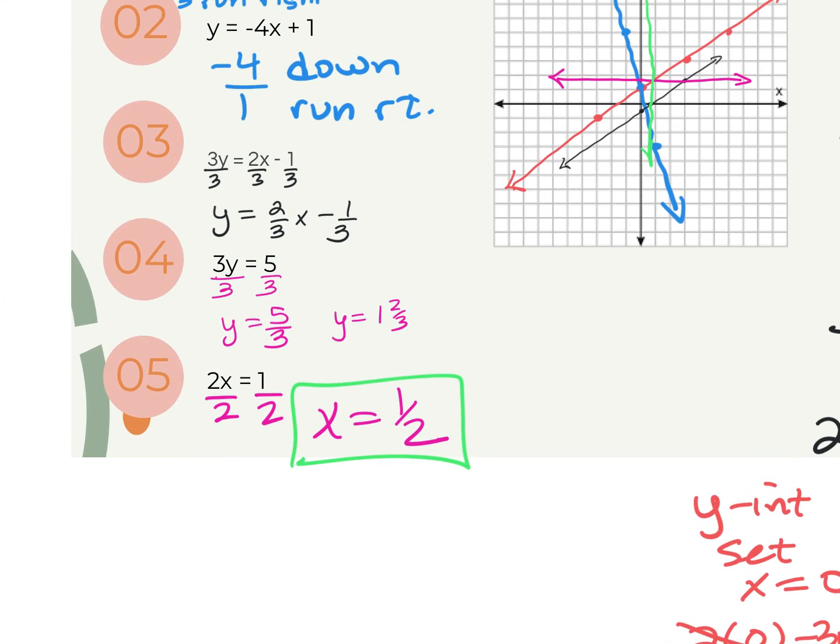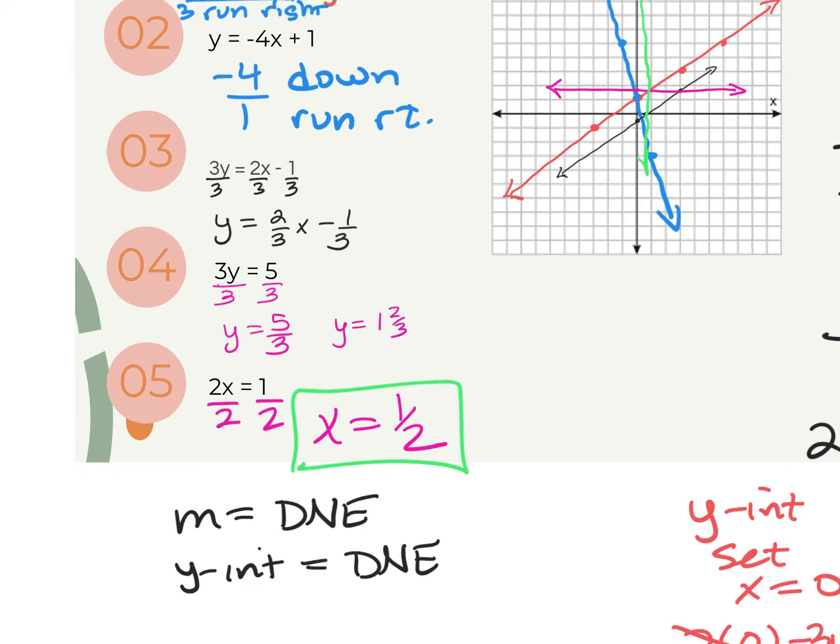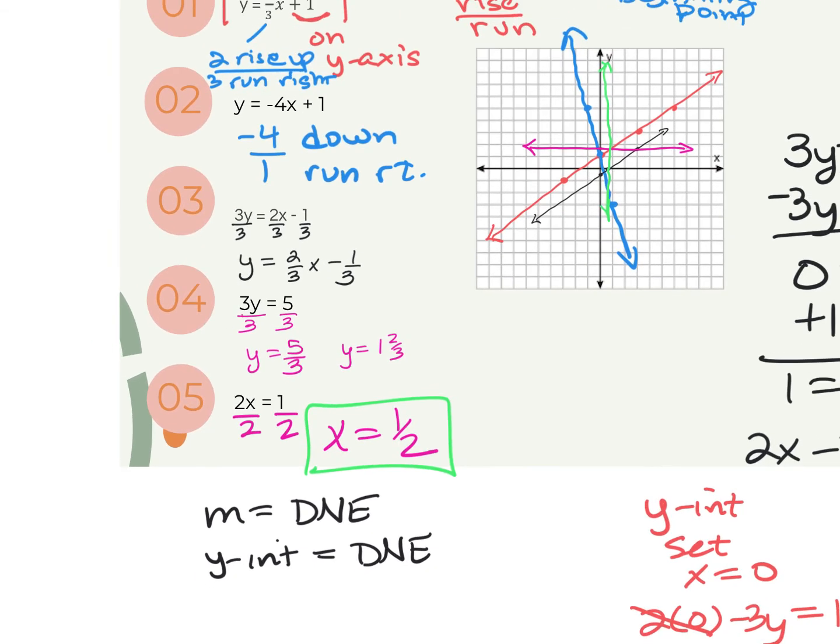So if they ask you to key in the slope of this line, remember when it's vertical, you would type in DNE. For the y-intercept, you're going to type in also DNE, because notice my green line never crossed the y-axis.